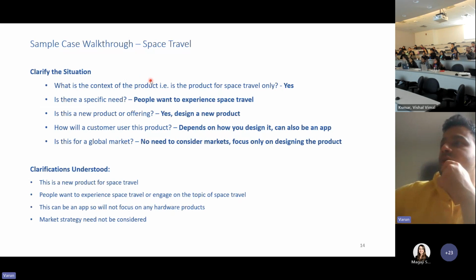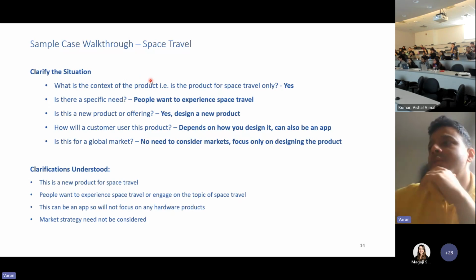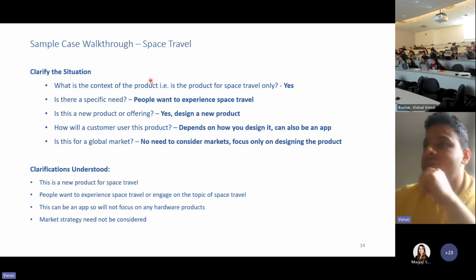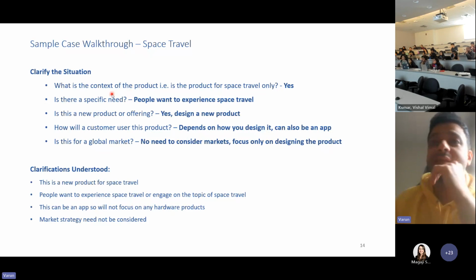One is clarify the situation, right? So the way I approached this was, what's the context of the product? Is this only for space travel, or is it necessary for some other travel, let's say domestic travel, etc.? Kind of set the scene. Only for space travel. Is there a specific need? Why do people need this, right?